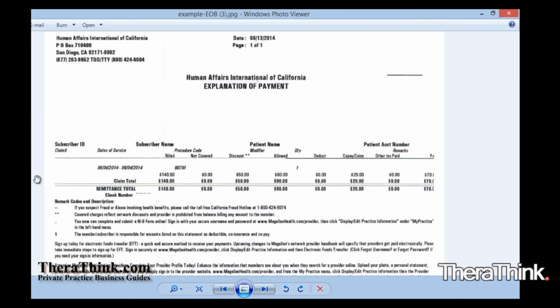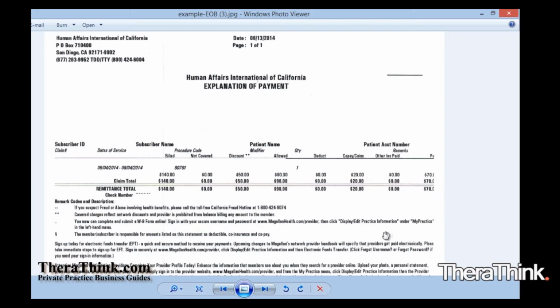Let's take a look at another example here. This one is from Blue Shield MHSA. So that's a subcontracted division of Blue Shield through Magellan. Okay, so this is one of those cases where it can be a little bit confusing. But we're going to go ahead and take a look at this one. This one has the intake code, so 90791. The total amount billed is $140. It's been discounted by $50, so that's the adjusted amount, which means that 140 minus 50 is going to be $90 paid in full. Because there's a $20 copayment, the insurance company is going to pay the remainder of $90 minus 20, which is $70.